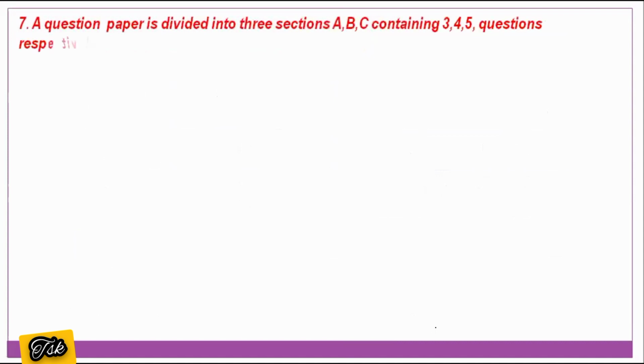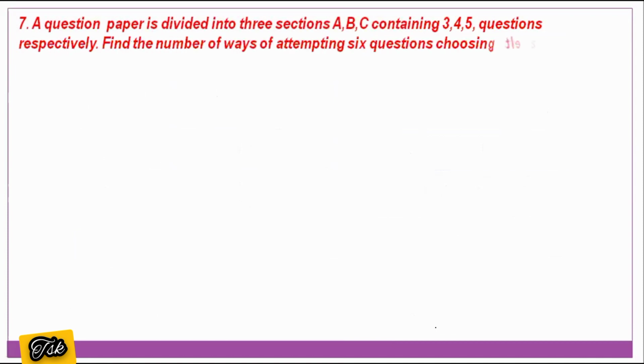A question paper is divided into 3 sections A, B, C, containing 3, 4, 5 questions. Find the number of ways of attempting 6 questions, choosing at least 1 from each section.